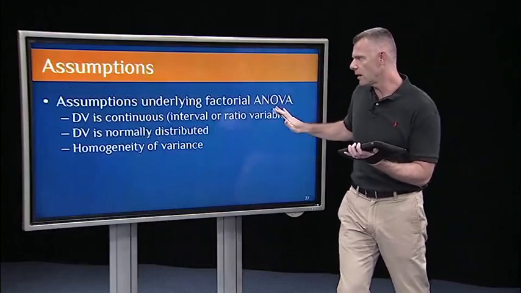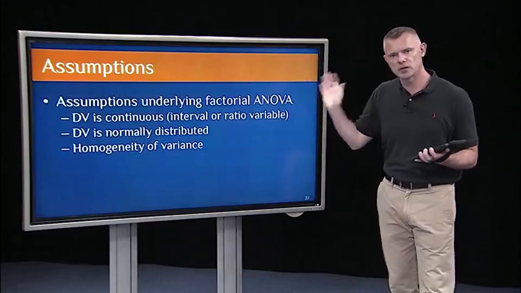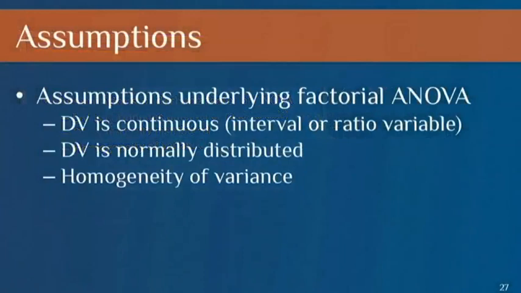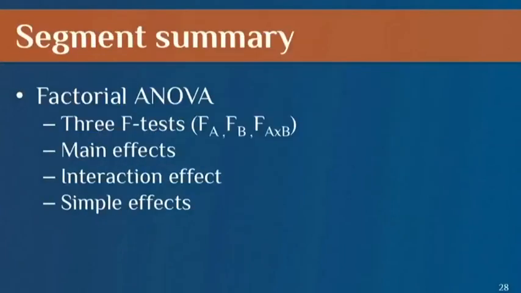The assumptions underlying the factorial ANOVA are just like a one-way between groups ANOVA. So we have a continuous DV, it's normally distributed, and we have homogeneity of variance.